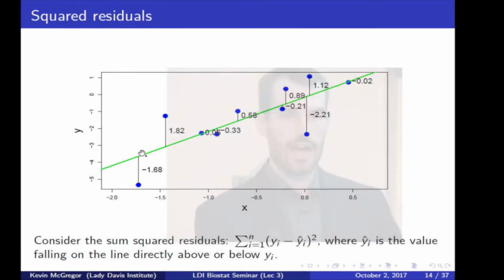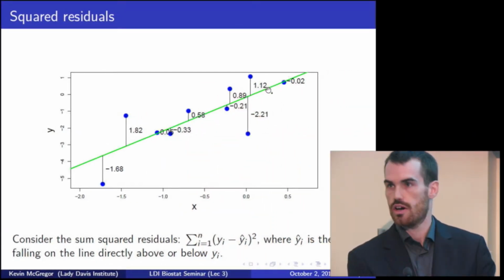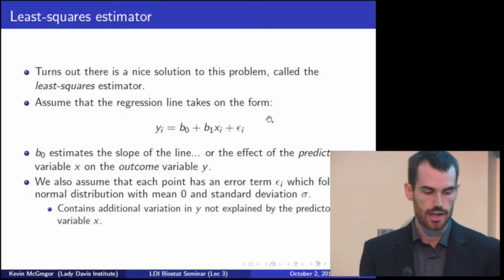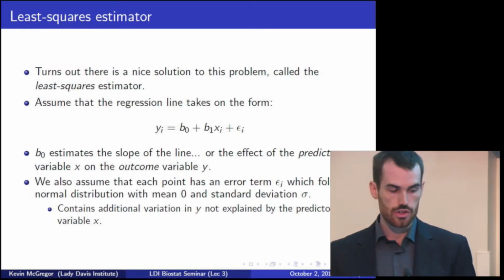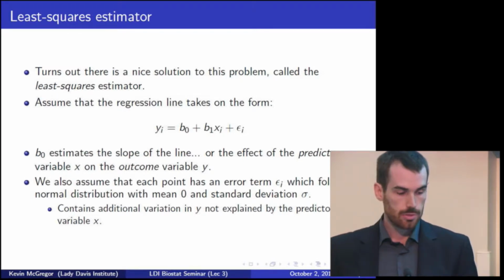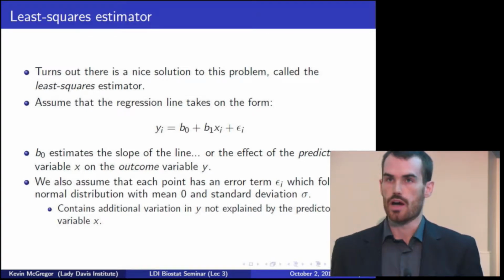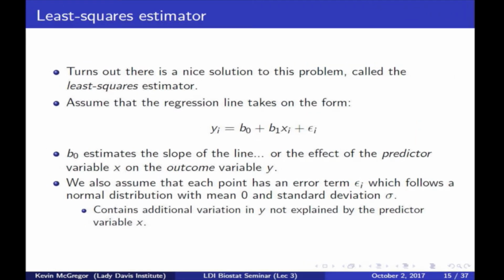How good the fit of the line is on one side is the same as how good the fit of the line is on the other side. And so this epsilon i is going to contain additional variation in y which is not explained by our predictor variable x. That could be through other variables that have not been included in the model, or it could just be random statistical variation, which we can never really measure.